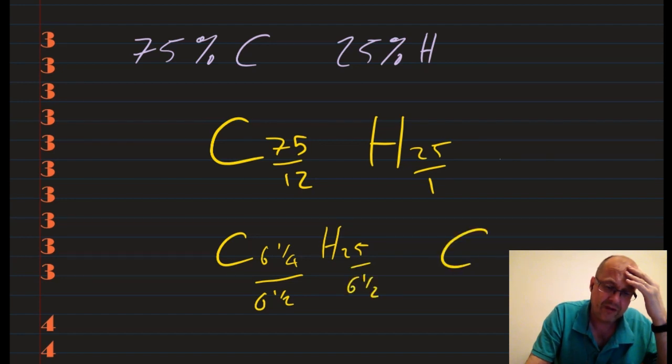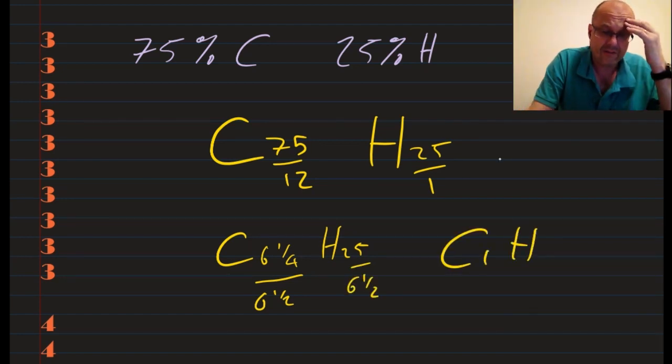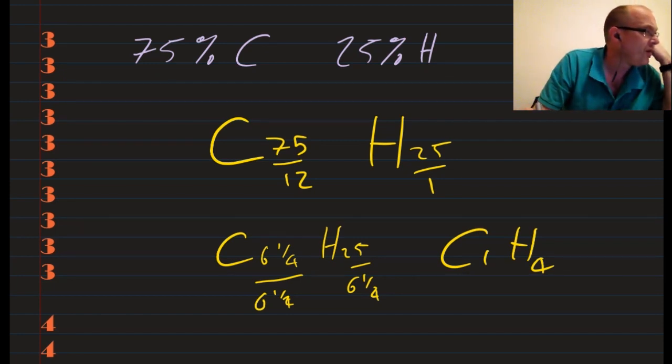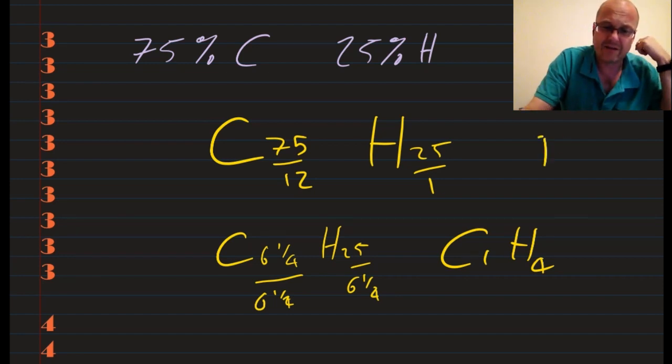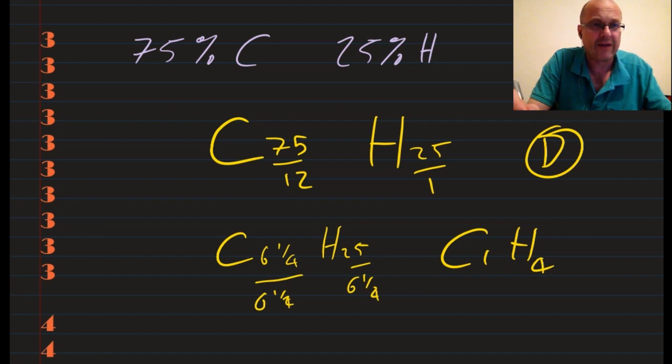So that gives me C1H. That should be a quarter, sorry. Oh, that's 4, isn't it? 6, yeah, 12 and a. Ooh, so C1H4. So I reckon that is 3D. Nice. Ooh, tricky without a calculator, eh?